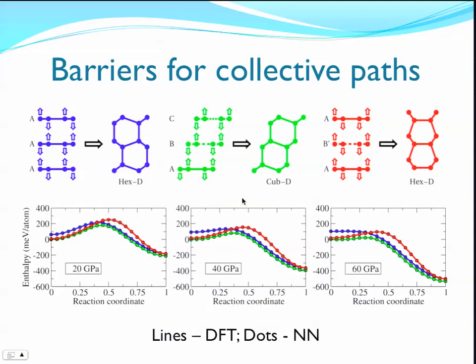So before I describe the process of nucleation, I'd like to show you how accurate the neural network simulations can be. If you look at different pathways for collective transformation, for concerted path, I show 3 different pathways with different colors here. You see that the energetics of this transformation is very accurately described by neural network. So lines here represent ab initio, density functional theory simulations, and dots are neural network results. They are indistinguishable.